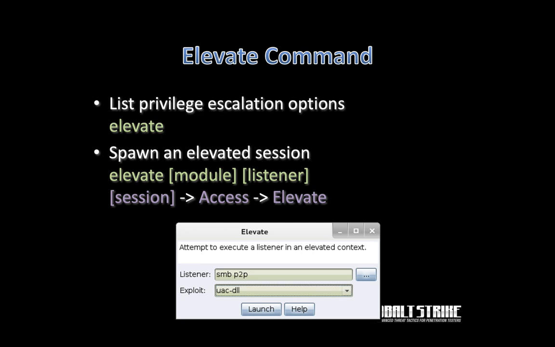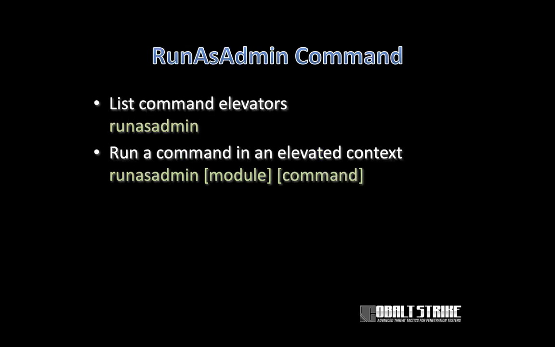Use the elevate command to run a Beacon payload in an elevated session. Type elevate in a Beacon console to see a list of privilege escalation options registered with Cobalt Strike. To spawn an elevated session, run elevate, module name, listener in a Beacon console. Choose your listener, choose your exploit, and press launch. Use runasadmin to run a command in an elevated context with a command elevator. To see the command elevators registered with Cobalt Strike, type runasadmin in a Beacon console. To run a command in an elevated context, use runasadmin, the module, the command, and arguments.